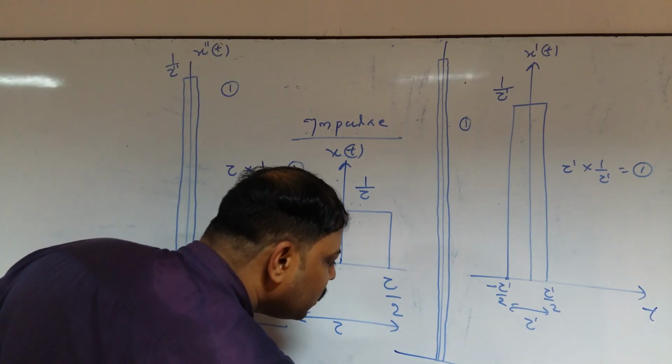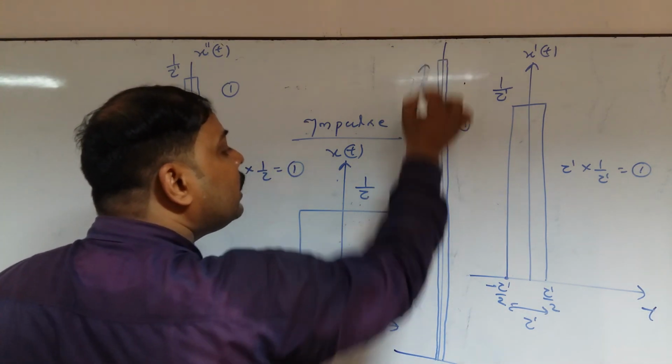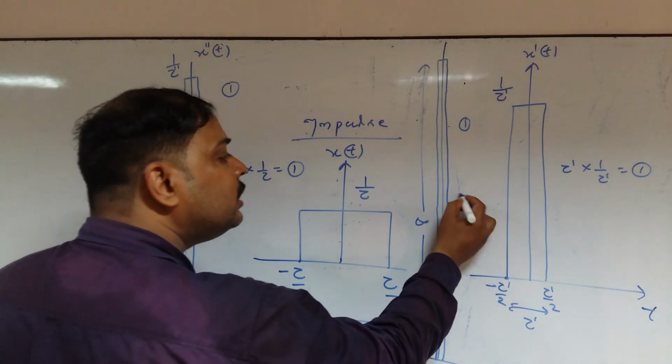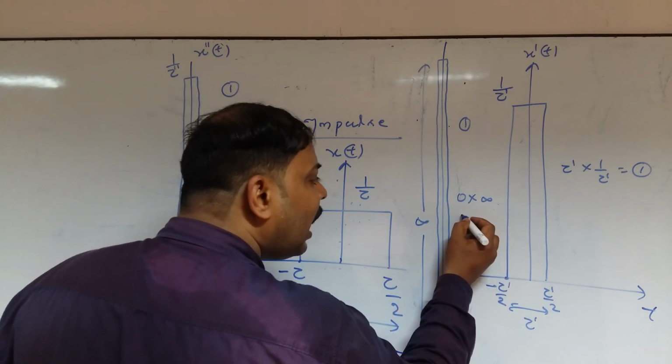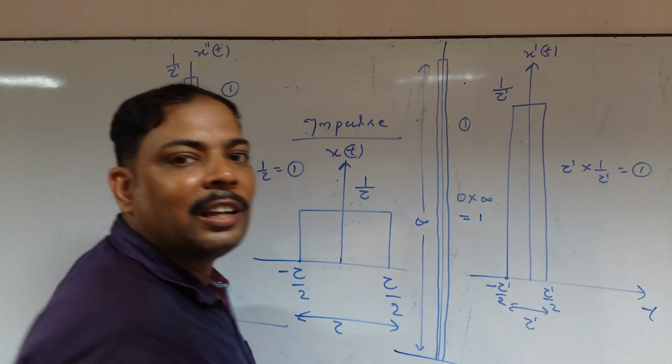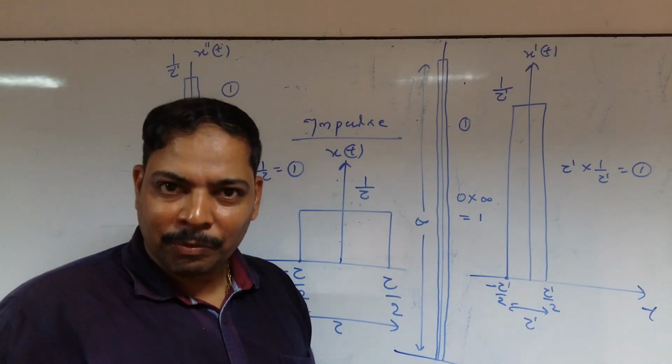And what is this width? You are saying this width tends to 0. Definitely the height will tend to infinity. So 0 into infinity, width into height, will give the area, and this area is 1. Now this particular signal is very difficult to show on paper, in your copy.